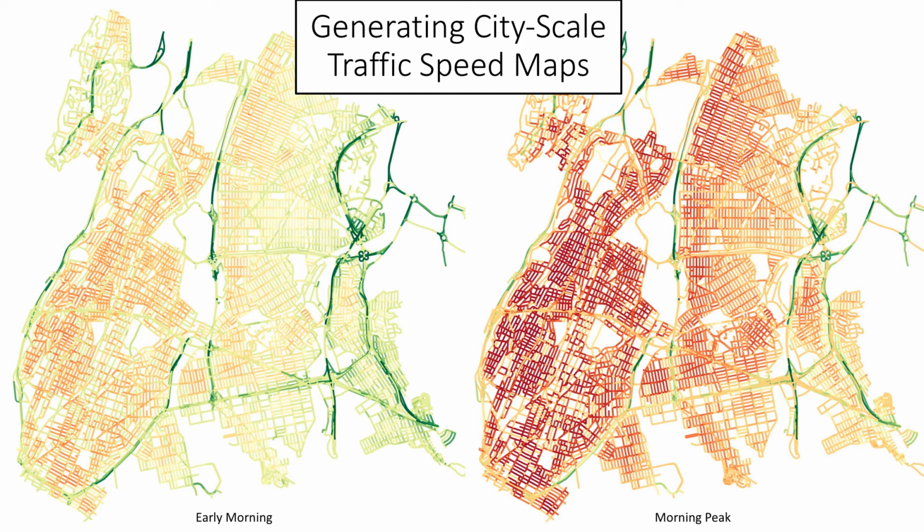Our approach can be used to create dynamic traffic speed maps at the scale of a city. Here we show predicted traffic speeds for the Bronx, New York City on Monday at 4 a.m. on the left versus Monday at 8 a.m. on the right. As expected, there is a large slowdown likely corresponding to rush hour. Our model is able to capture meaningful patterns in both space and time.